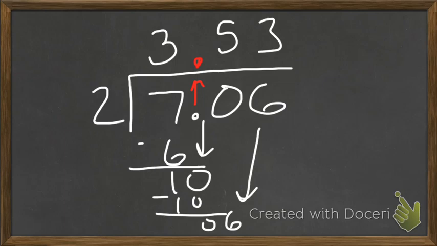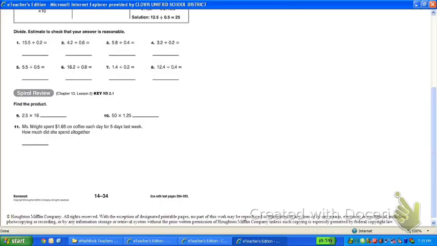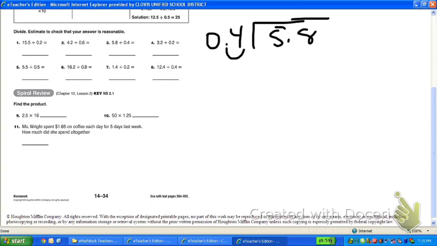So let's take a look at some of your homework problems. Let's take a look at number 3, 5.8 divided by 0.4. We're going to move the decimal point over one time here, one time there. So your new problem is 58 divided by 4. 4 goes into 5 one time.